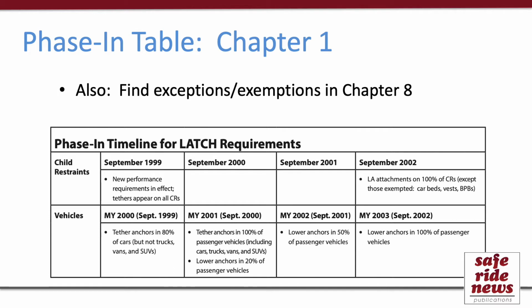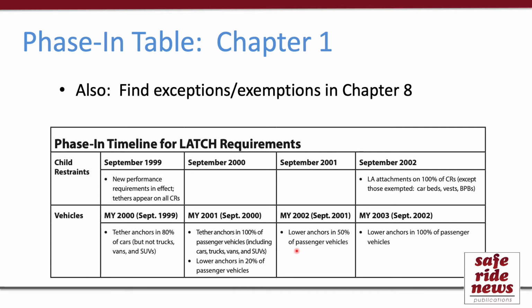For instance, you have tether anchors and tethers on car seats required much earlier. Way back September 99 is when the child restraints started to have them, and they were phased in over a couple years for the tether anchors. And then there was also a phase-in period for the LATCH system itself. So there were several cars, 20% in 2001, 50% had to have them in 2002. So it's not just something that hard starts at 2003. You really need to understand that there was a phase in.